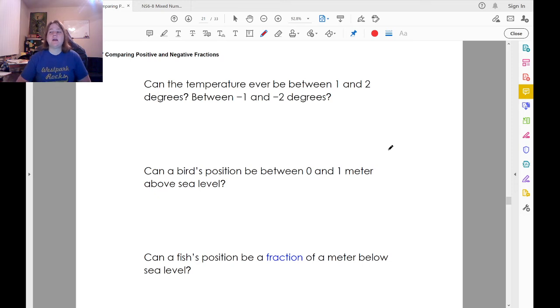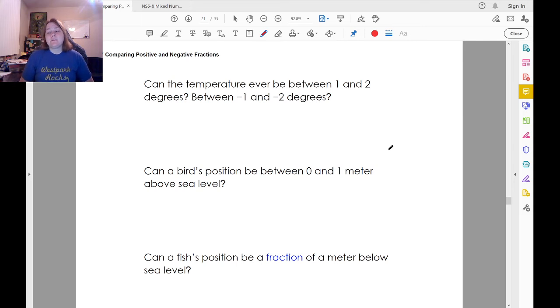So, can a temperature ever be between 1 and 2 degrees? Can it ever be like 1.5 degrees Fahrenheit? Sure. Do we ever measure it that way? Not so much. What about between -1 and -2 degrees? Yeah, it could be -1.5 degrees Fahrenheit. Not necessarily the way that we do it, unless you're taking a body temperature, but that gets way up into hopefully just the mid to high 90s and not much more than that.